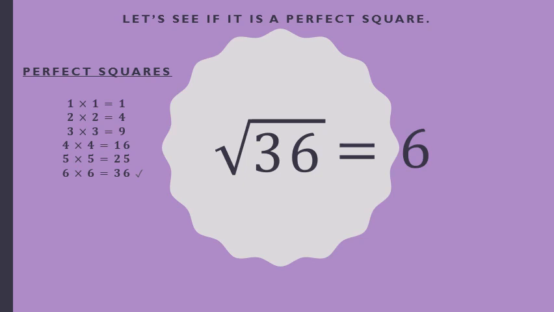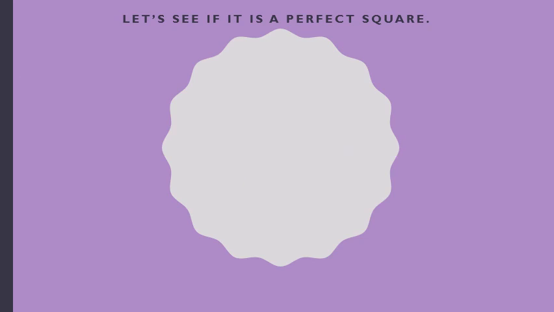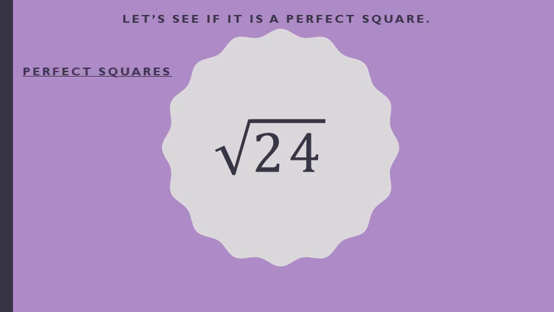Let's do another one. Next test we're going to do is the square root of 24. We want to see, is there a number times itself that equals 24? If we're lucky, it'll be one of our perfect squares. And again, some of you may already know if you know your math facts. If not, you're just going to have to think it through.